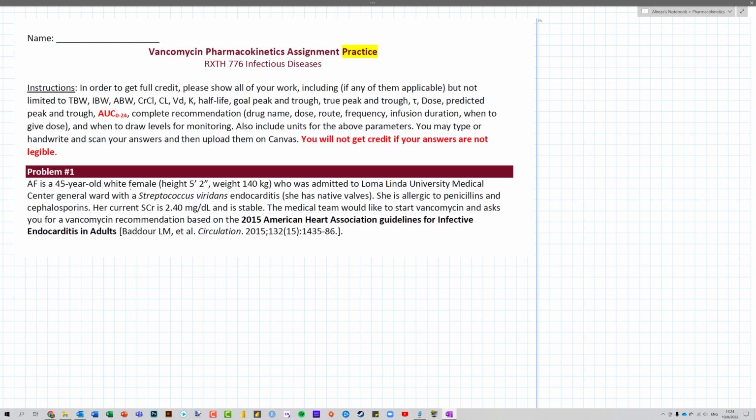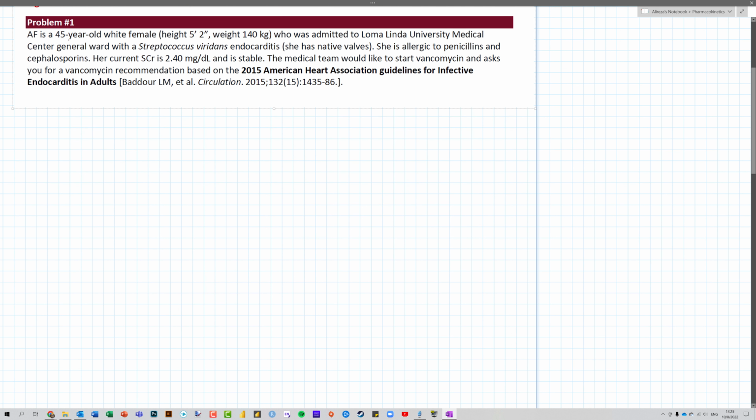The medical team would like to start vancomycin and ask you for a vancomycin recommendation based on the 2015 American Heart Association guidelines for infective endocarditis in adults. So let's take a look at a few important information here. So first of all, the age is 45 years.